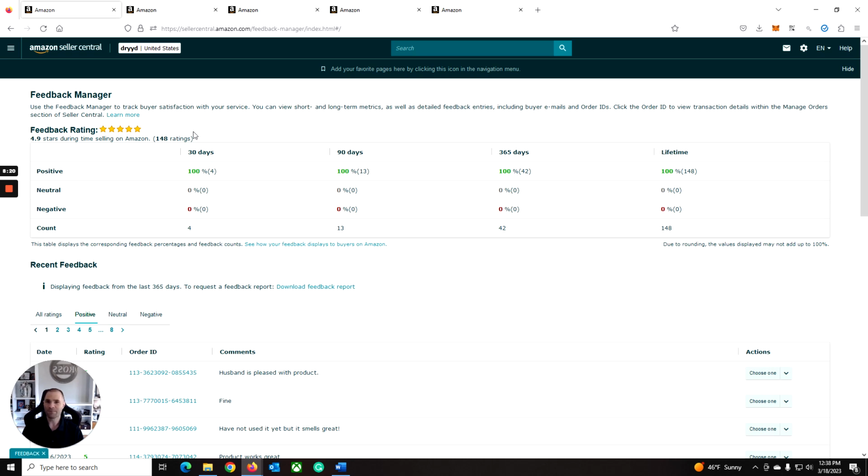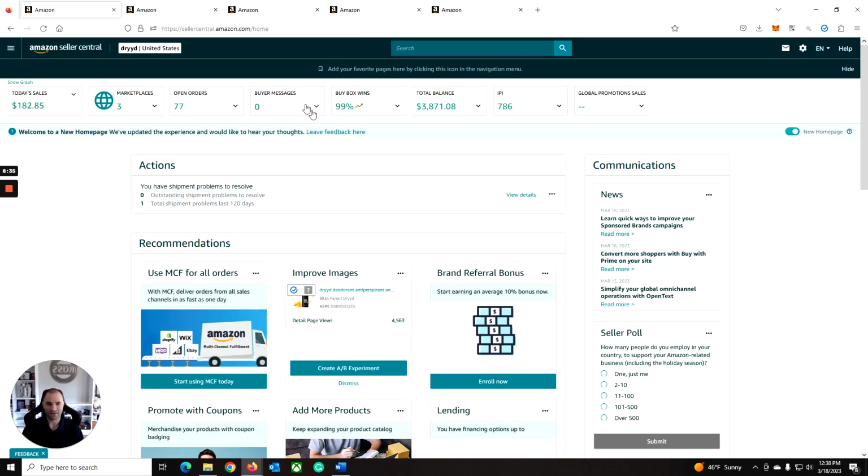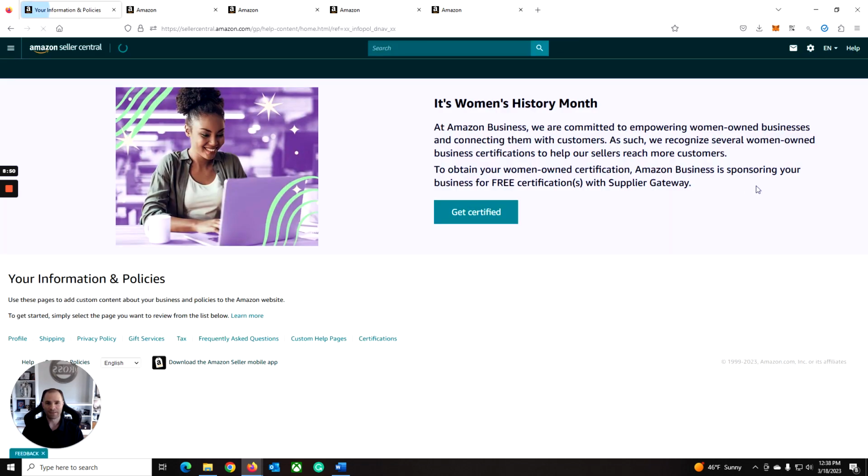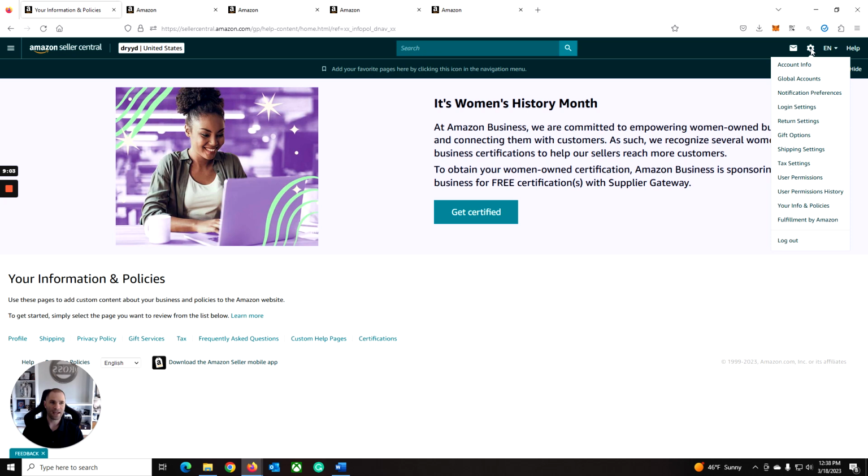Those are some of the metric monitoring that we do traditionally for accounts on a weekly basis, just to make sure everything is in good standing. That goes without saying, you do want to check constantly, daily, right? And maybe get email notifications for buyer messages. The other thing you may want to look into, just to make your life easier, is your info and your policies, and make sure you've filled out these various pages here, right? So there's no misunderstandings between your shipping policy, return policies, what have you.